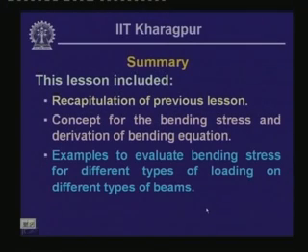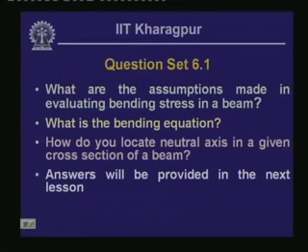Well, to summarize, in this particular lesson we have looked into the aspects of the previous lessons. We have introduced the concept of bending stress, and we have derived the bending equation, and also we have looked into some examples to evaluate the bending stresses in a beam. Now, the following questions are given for you. What are the assumptions made in evaluating bending stress in a beam? What is the bending equation, and how do you locate the neutral axis in a given cross section of a beam? We will give you the answers for these questions in the next lesson.